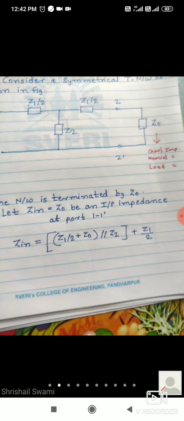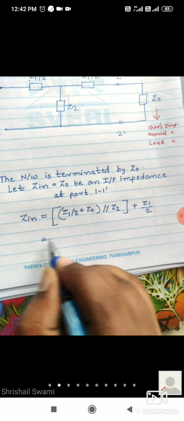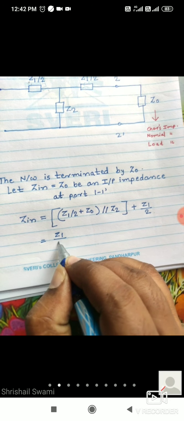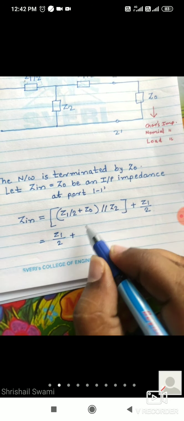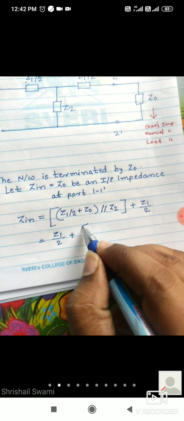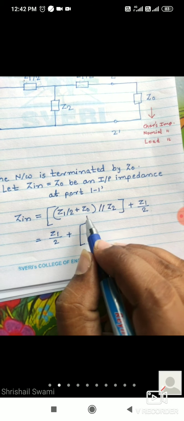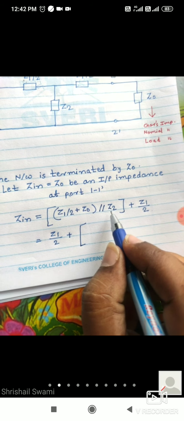So this is the equation. First of all, you can write it and then solve it one by one. I will take Z1 by 2 here first, plus we will solve this bracket now. How to solve it? This is the series combination, and it is in parallel with Z2.